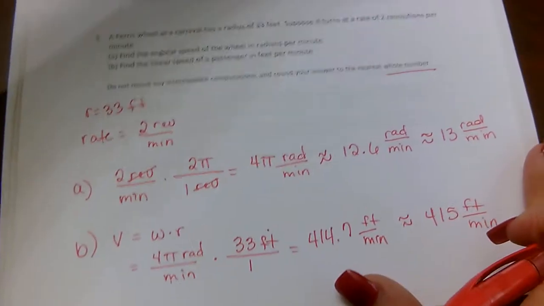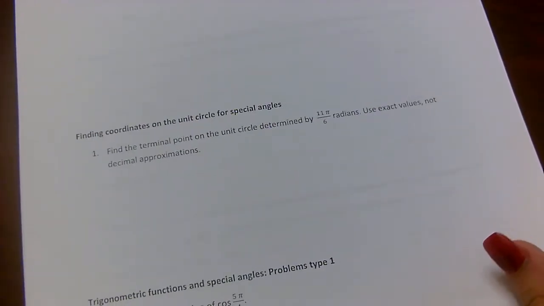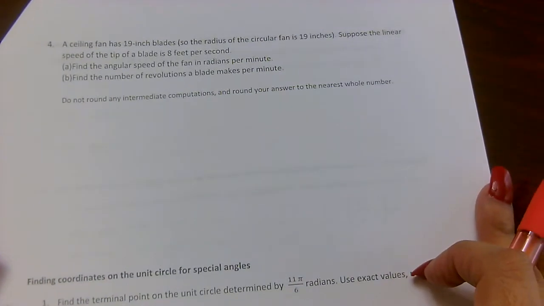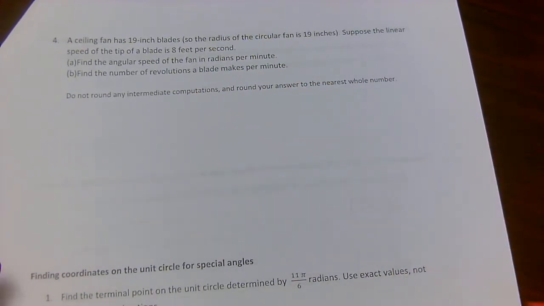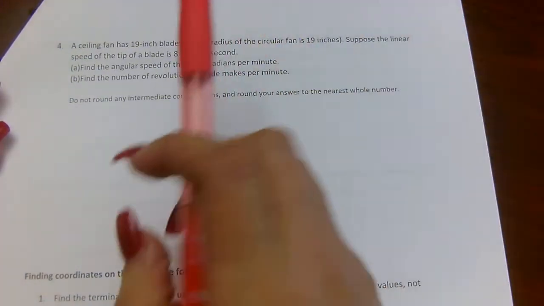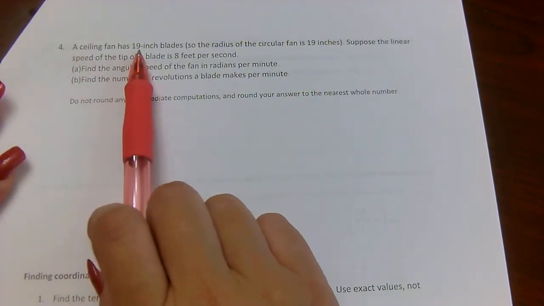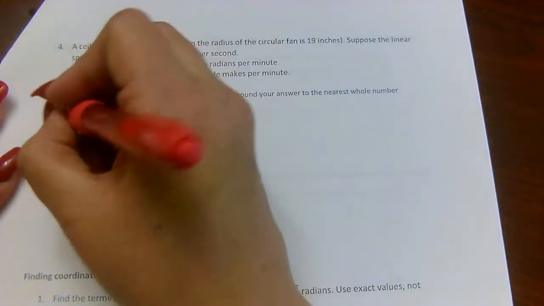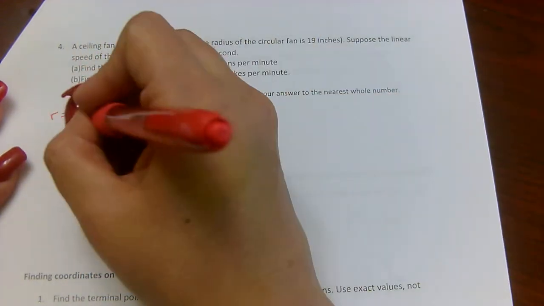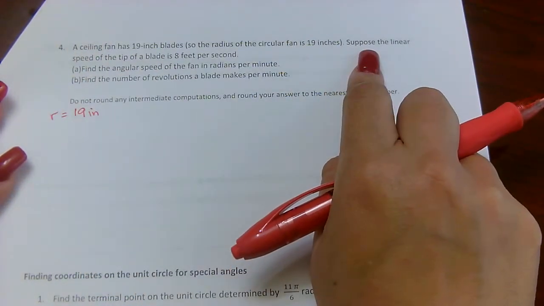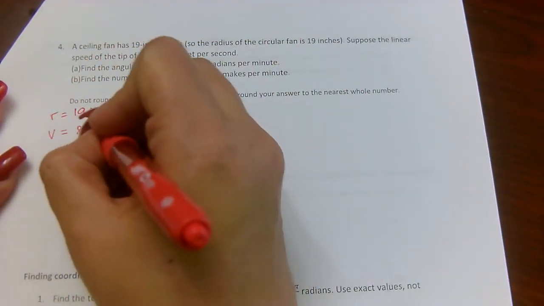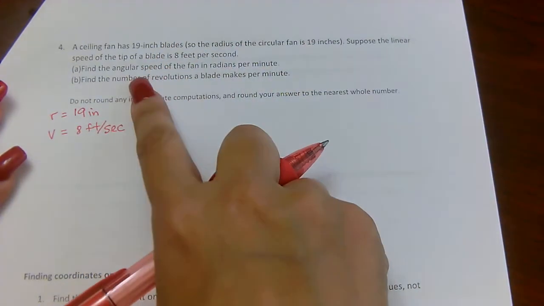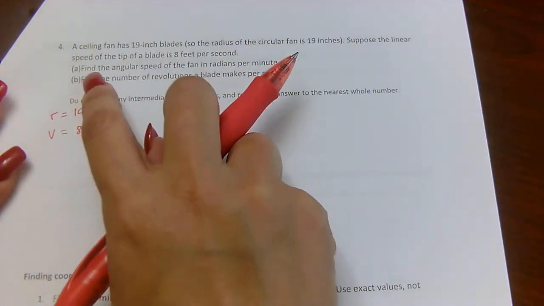Okay, let's go ahead and go on to problem number 4. Problem number 4, yep, I'm going to do this one too, separate from what I have originally. I might even upload these copies more than the other ones because I think it's a little bit clearer. All right, so it says a ceiling fan has 19-inch blades. So that means R is equal to 19 inches, okay? And suppose that the linear speed, so that's V, is going to be 8 feet per second, okay? Find the angular speed.